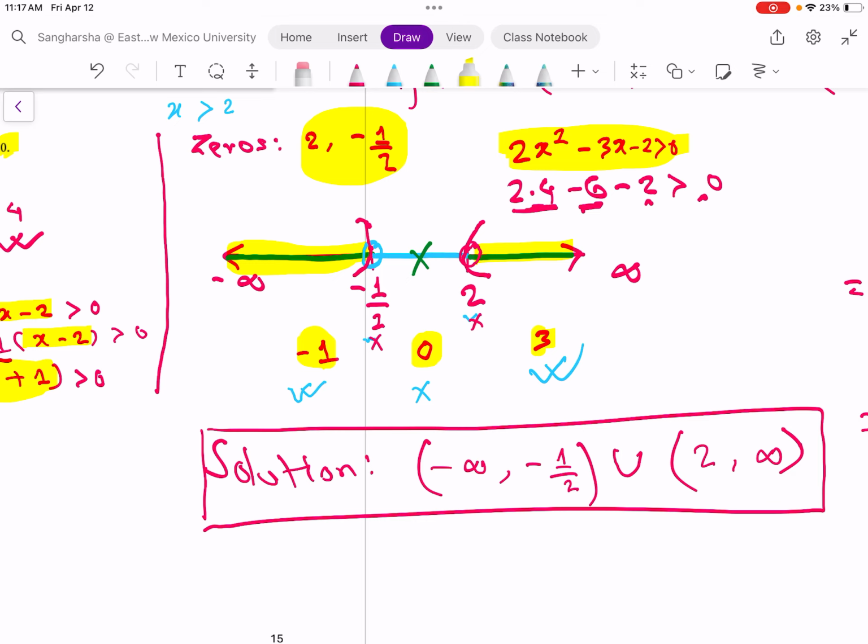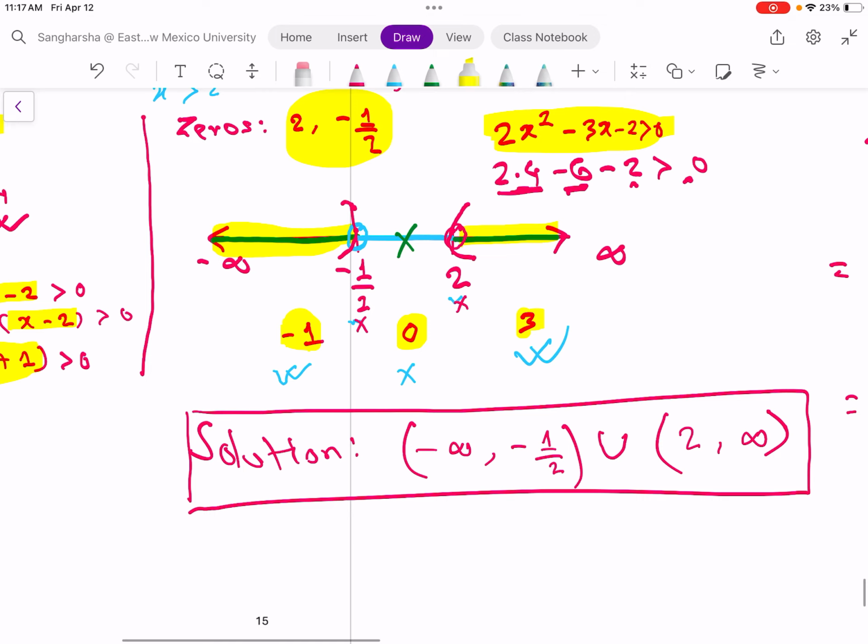Now from each interval you choose a testing point, a testing number. It does not matter what number you choose. You can choose any number in that interval. Now the last step is you check each testing number and these zeros, whether they are a solution or not, by substituting in the inequality. If you get true, the interval is a solution. If you get false, the interval is not a solution.